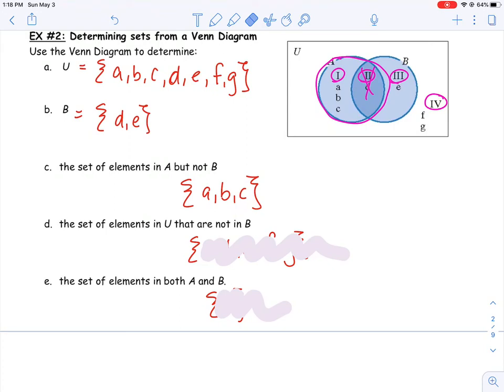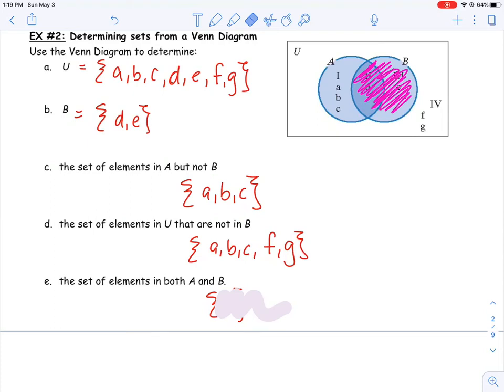All right. Try doing D and E. Now that we've done a few together, see if you can list the elements in part D and E. Part D says the set of elements in U, the universal set, that are not in set B. So I don't want any of the elements in set B, but I want all the other ones. And so I said I have elements A, B, C here. And don't we also have F and G in our picture? Don't forget about those guys, even though they're on the outside.